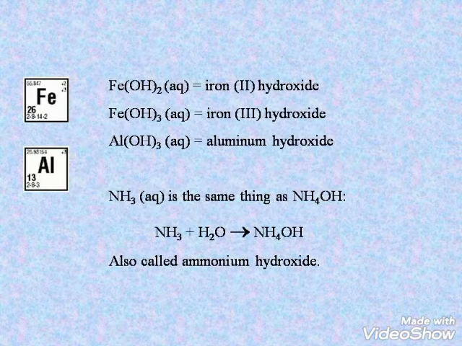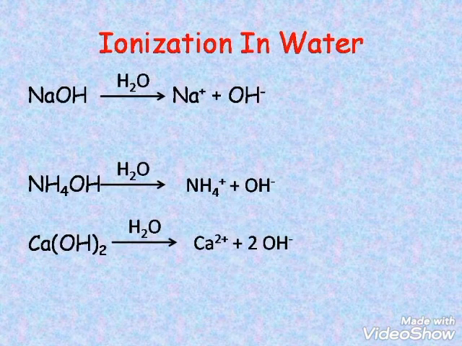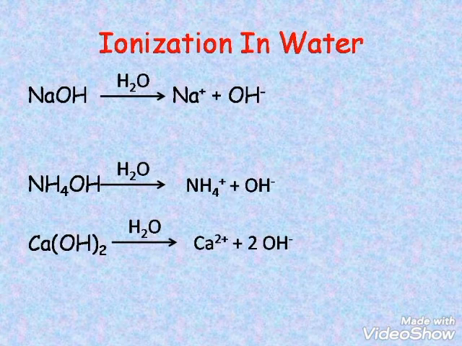An aqueous solution of ammonia in water forms ammonium hydroxide. So NH3, when dissolved in water, forms NH4OH, so it is known as ammonium hydroxide. Remember, ammonium hydroxide is the only non-metallic hydroxide available.